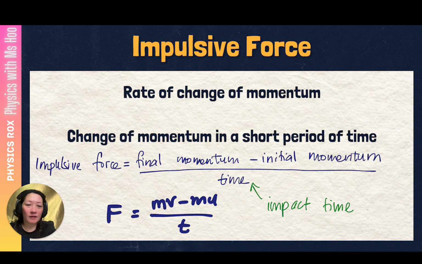So depending on the collisions, impact time can be known in many different terms. For example, it could be called stopping time, contact time, even landing time is possible. Just be aware that the time in this formula is specifically the time in which both objects are in contact with each other during the collision only.